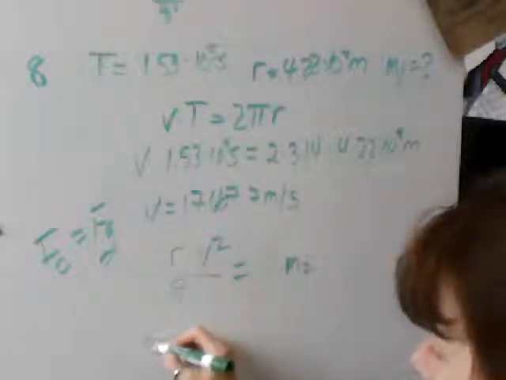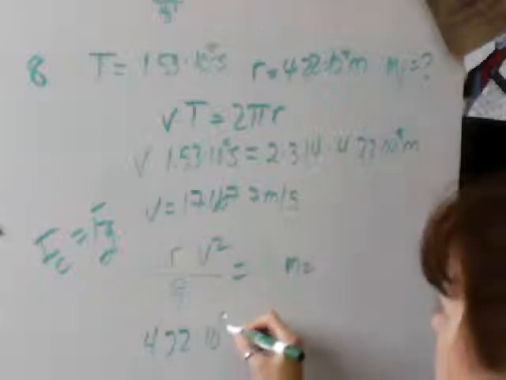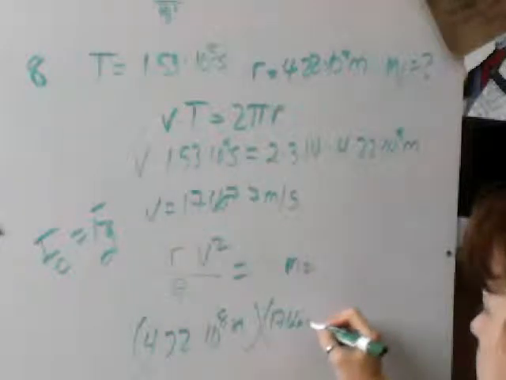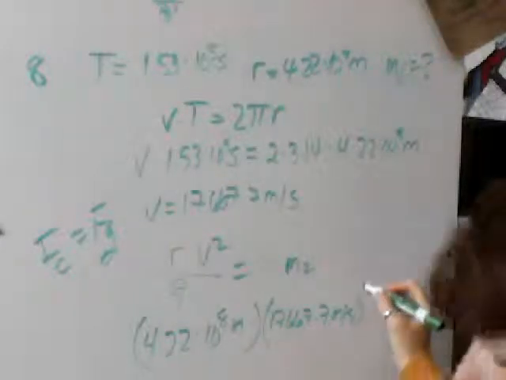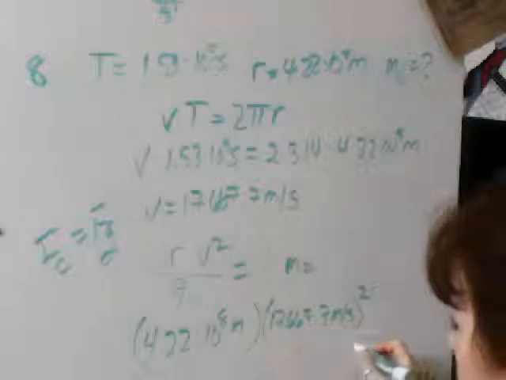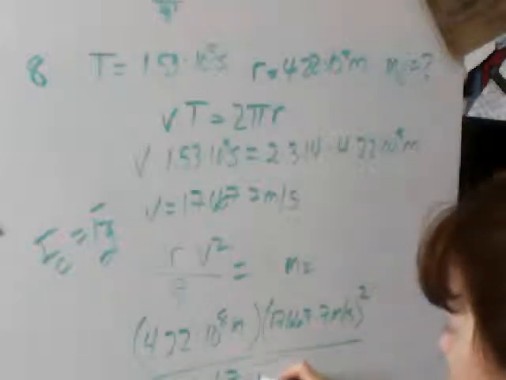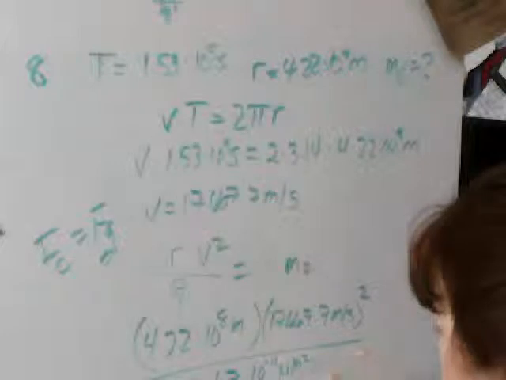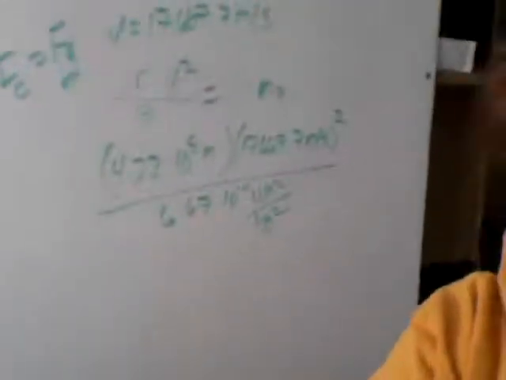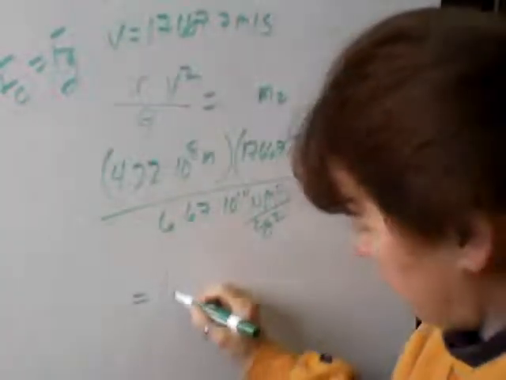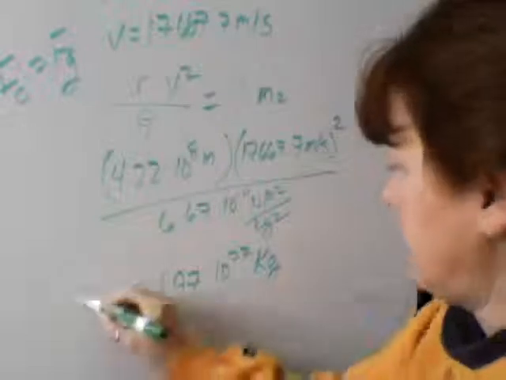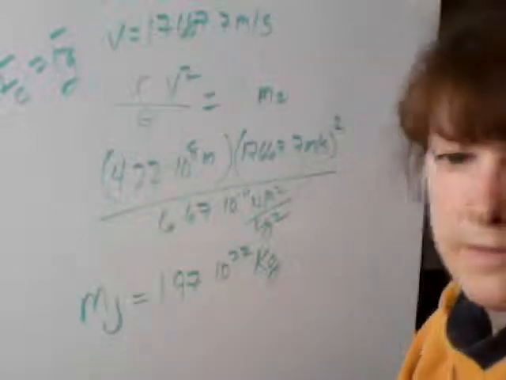So putting these in, we know the radius, 4.22 times 10 to the 8th, times the velocity, which we calculated right here, 17,600. And remember that we want to square that. And all of that divided by this tiny gravitational constant. And we end up with 1.97 times 10 to the 27th kilograms for the mass of Jupiter.